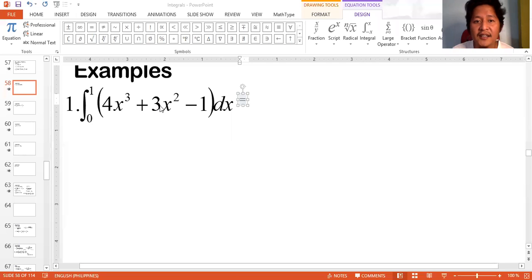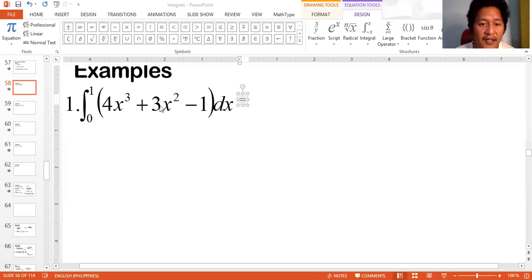Okay, so let's summarize again. Take 2 tayo ha. Hindi pala ako nakapag-record. Okay, so again, how do we get the integral of this?